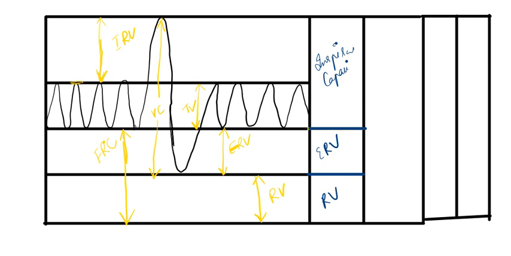Now this whole component we already determined is called vital capacity. This is very important, vital capacity. And this one we already know is residual volume. Now this is called inspiratory reserve volume, IRV. Now this is tidal volume.